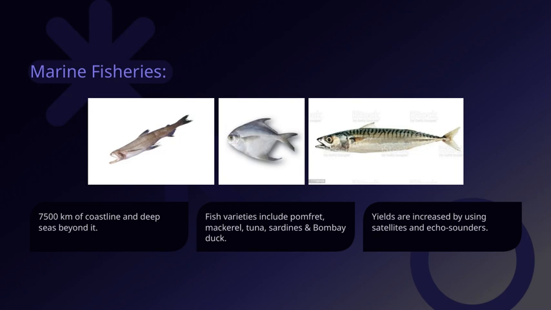To improve yields and ensure sustainable fishing, we are increasingly using advanced technology like satellites and echo sounders. These tools help us locate fish more efficiently and manage our resources better. Overall, the combination of our vast coastline, diverse fish species, and innovative technology highlights the importance of marine fisheries in our economy and food security.